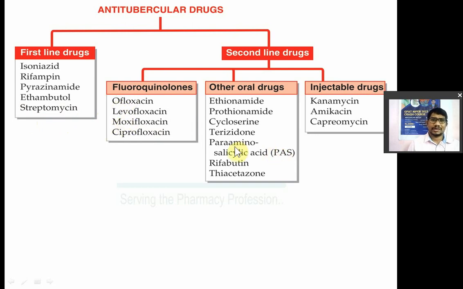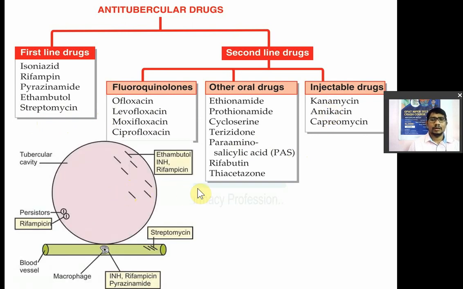Right? Paramonosalicylic acid is a compound related to sulfonamides. It inhibits the formation of folic acid in the bacteria, right? Now kanamycin, amikacin, capreomycin, these are the other injectable drugs. You can remember ethambutol, isoniazid and rifampicin, they are effective inside the cell also. So they are effective in killing the tubercular bacteria in the tubercular cavity. Isoniazid, rifampicin, pyrazinamide, they are also effective in removing the tubercular bacilli in the macrophages.